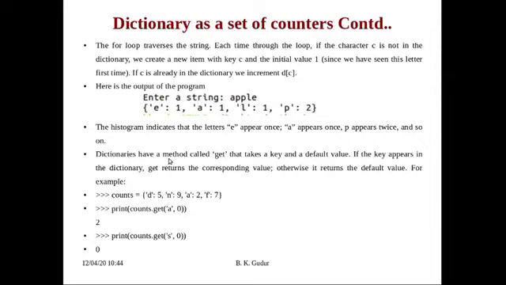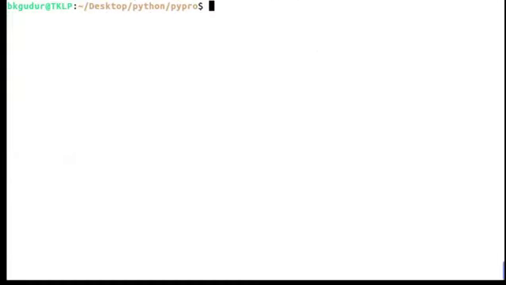Dictionaries have a method called get that takes a key and a default value. Even a default value for the key can be given. If the key appears in the dictionary, get returns the corresponding value. Otherwise, it returns the default value. Let us see what the get method does. The get method has two parameters; it takes two arguments.